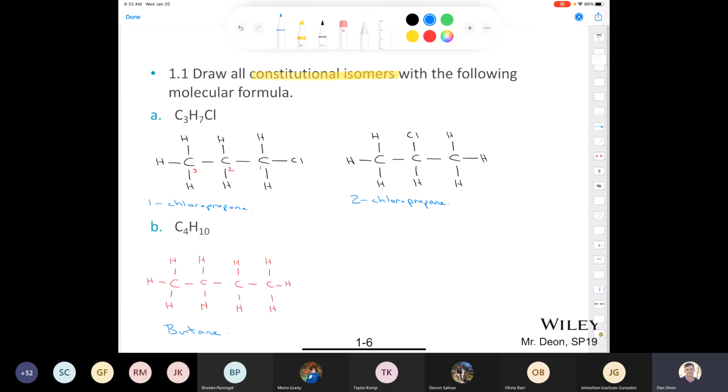Could anybody tell me another way? This might not be easy to do over Microsoft Teams, but could anybody describe another way that I could connect these atoms together to make a different molecule, to make a constitutional isomer?